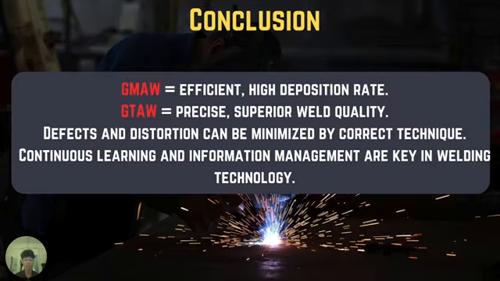To summarize, GMAW is fast and efficient while GTAW gives the best precision and appearance. Both processes have their own advantages and applications. By understanding defects and distortion, we can produce high-quality welds safely and efficiently. Continuous learning and information management are essential for success in welding technology.